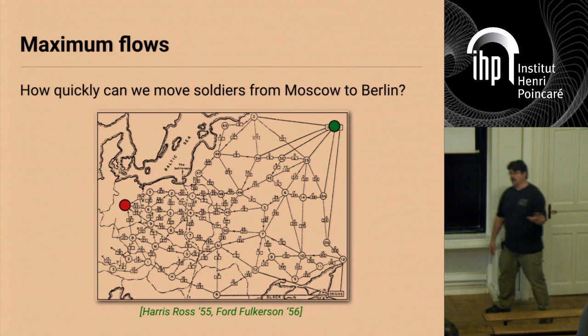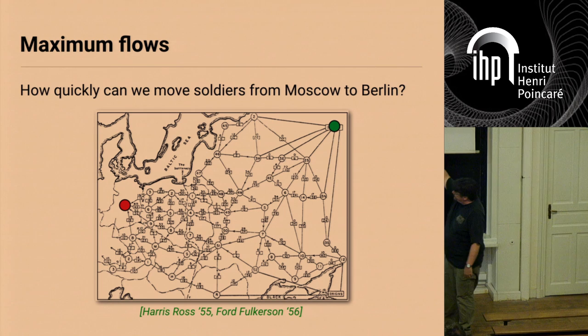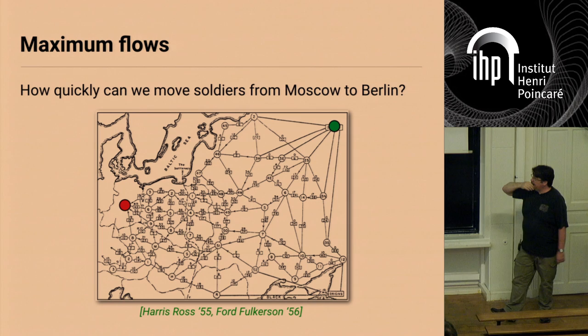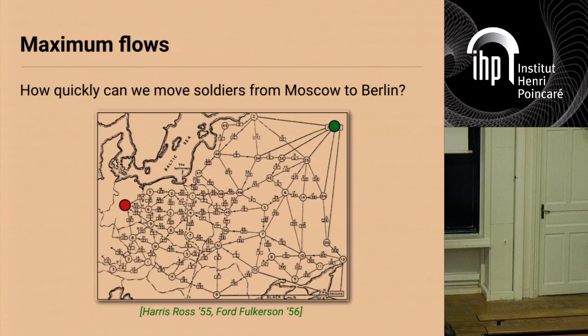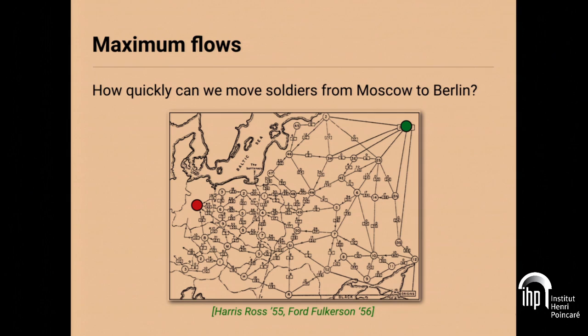But in particular, Lester Ford and Delbert Fulkerson, who were working at Rand, were studying this problem called maximum flow. And Harris and Ross, who were also working at Rand, this map came from a document that was only declassified in 1999. It gave an example of the maximum flow problem. They had some resources that needed to go through the railway network of the Warsaw Pact countries. There's a node for every major city in Eastern Europe. The red node is Berlin.